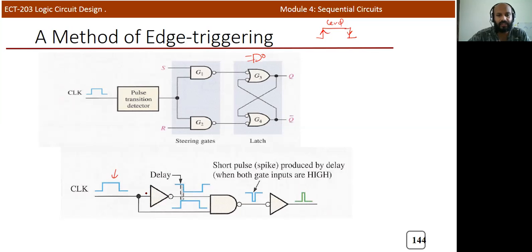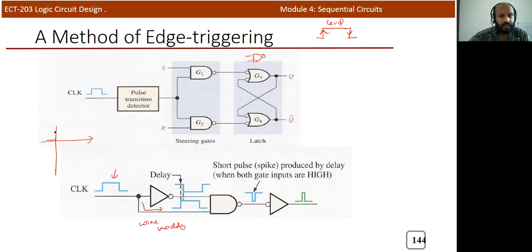We know that when a signal passes through a gate, there is a propagation delay. The lower path is directly connected by a wire, and in the case of a wire, there is no delay. But when the signal passes through a gate, there is a delay. Here you can see a NOT gate, so you can draw the waveform like this.